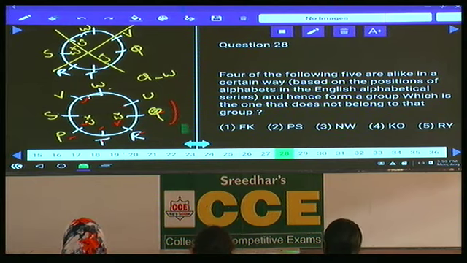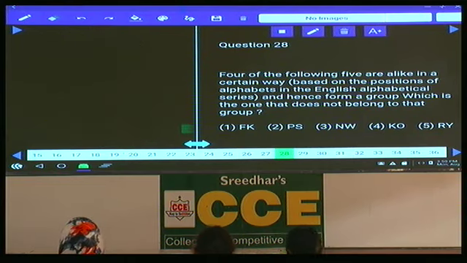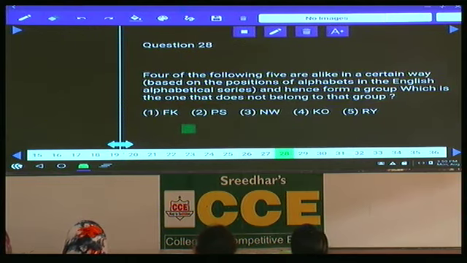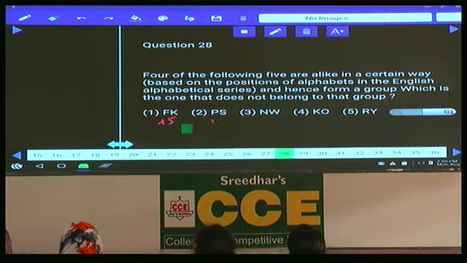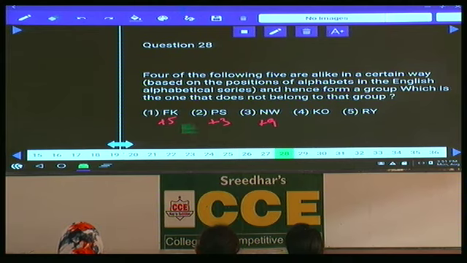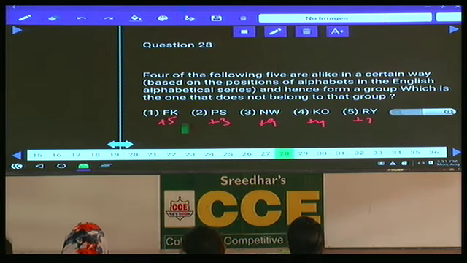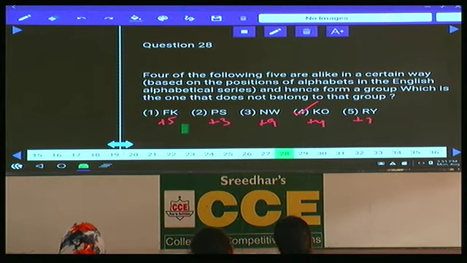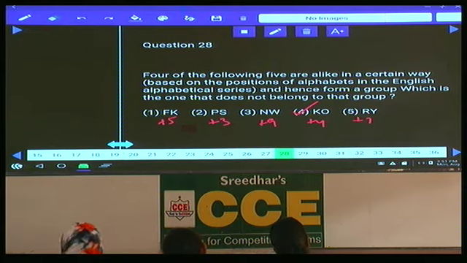F and K, what is the difference between these two? Whenever letter odd man out is given, we need to find out the difference. Here F is 6 plus 5 is 11, and 16 plus 3 is 19. N and W, 14 and 23, 14 plus 9 is 23. K and O, 11 plus 4 is 15. Here R and Y, 18 and 25, plus 7. What is your answer here? Choice 4. Except choice 4, in the remaining terms the difference between the elements is an odd number. Here it is an even number difference.